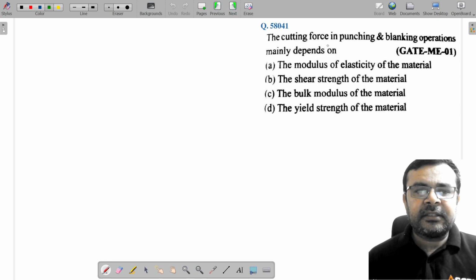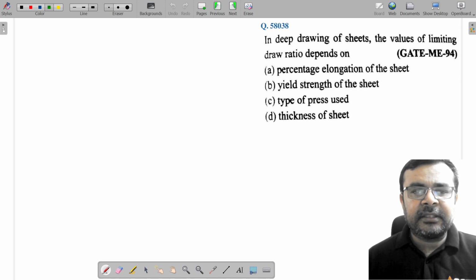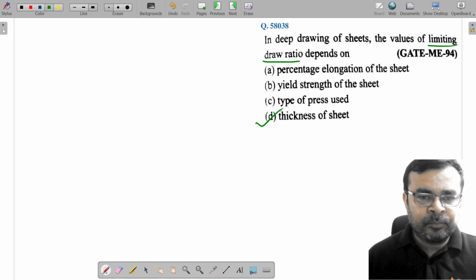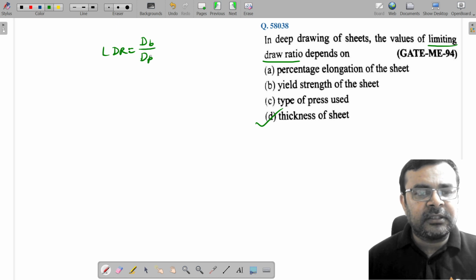Got it? Next, the cutting force in the punching and blanking operation mainly depends upon, obviously, the shear strength of the material. Now, in deep drawing of a sheet, the value of limiting draw ratio depends upon, listen, the thickness of the sheet. Is that clear? And what is LDR? I already told you the LDR is nothing but diameter of blank over diameter of punch. This is called the limiting draw ratio.